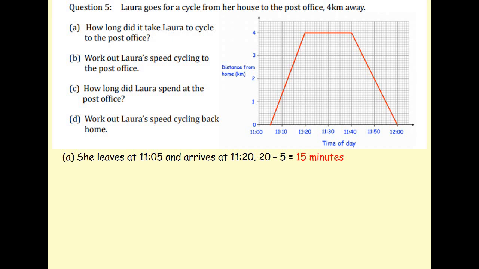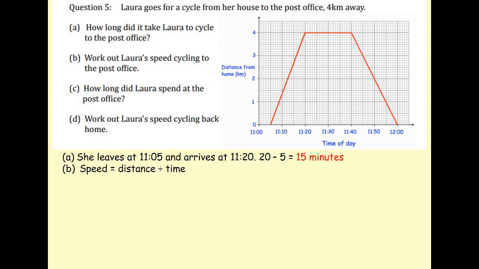We're then asked to work out her speed. So we know speed is distance divided by time. We want to divide the distance that she's travelled by the time that she took. The distance, it tells us, is 4 kilometres.